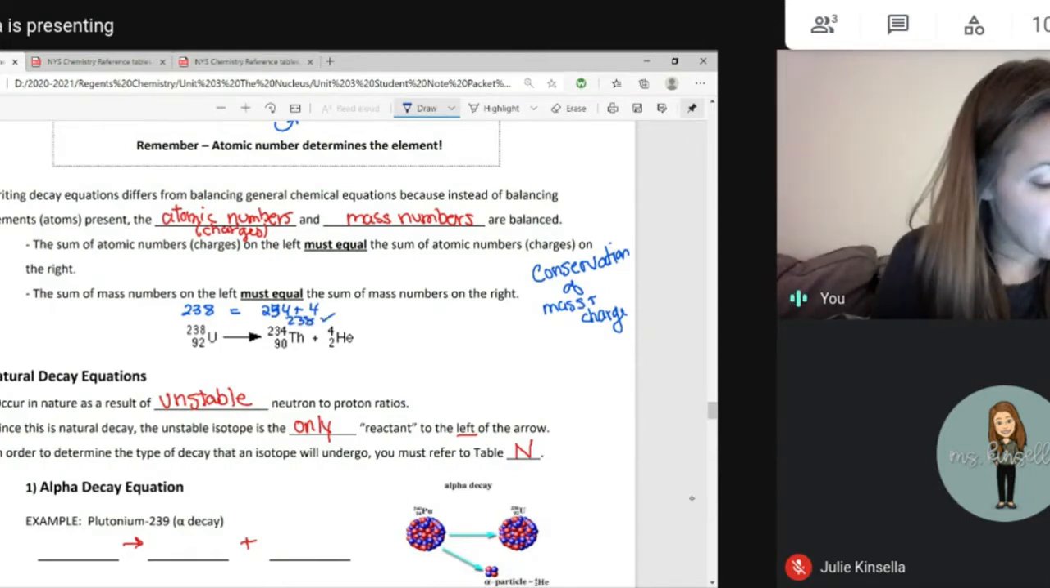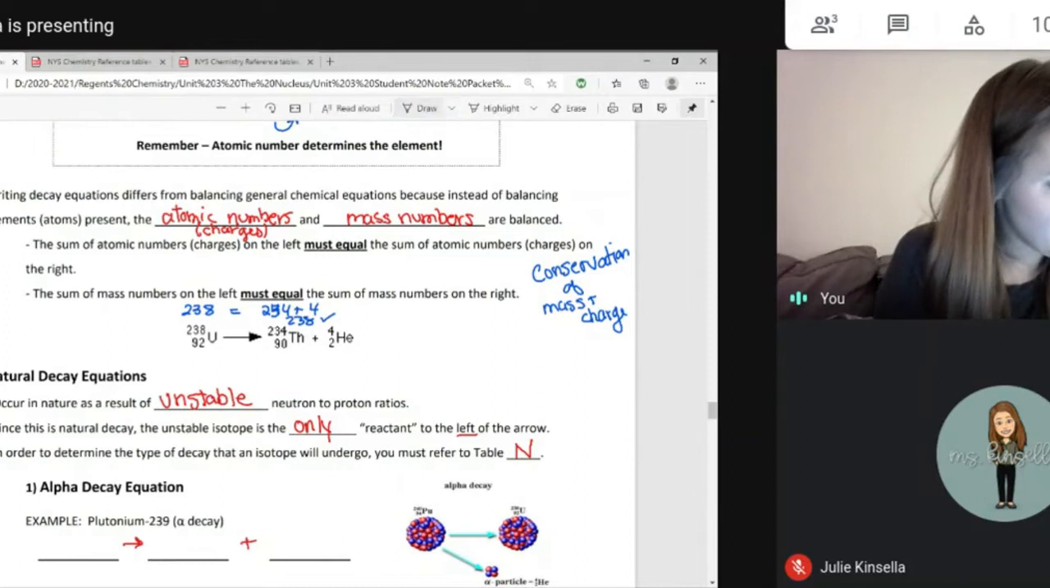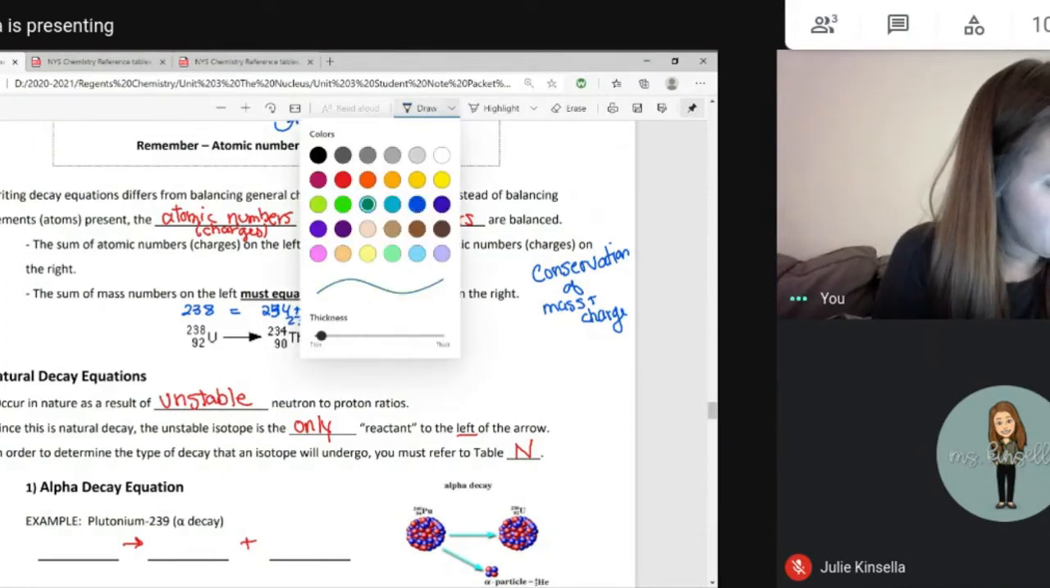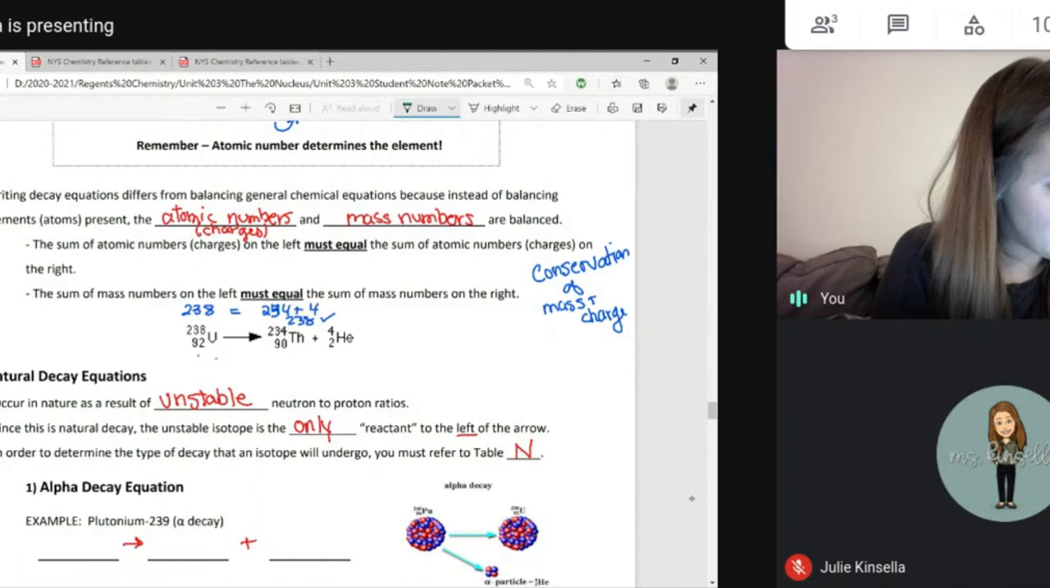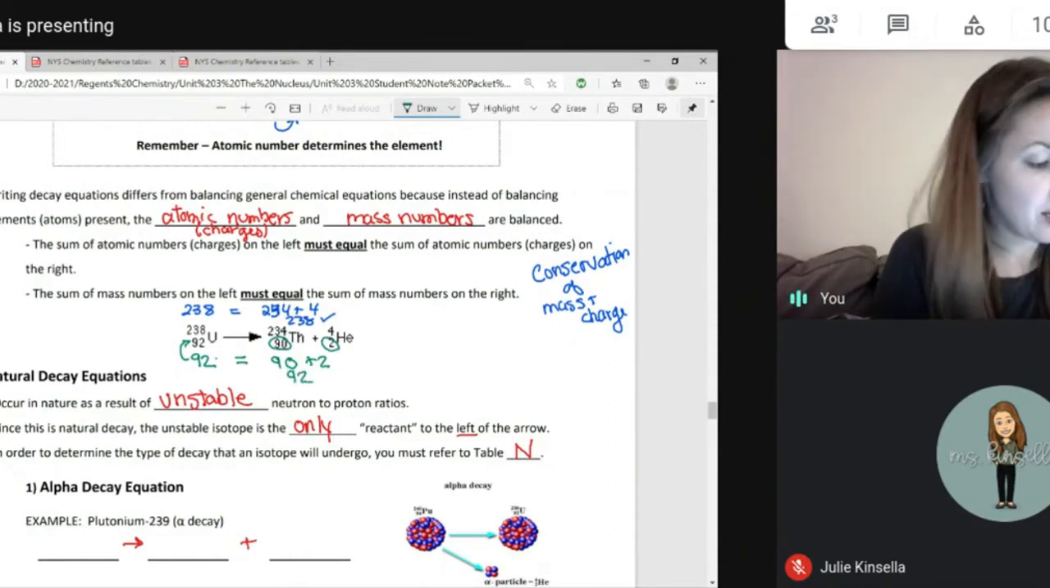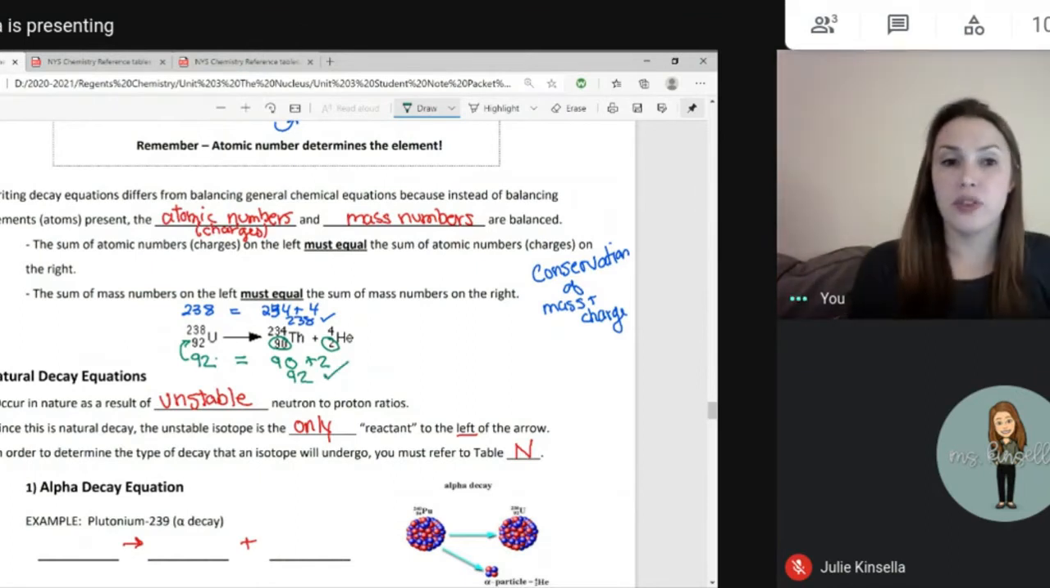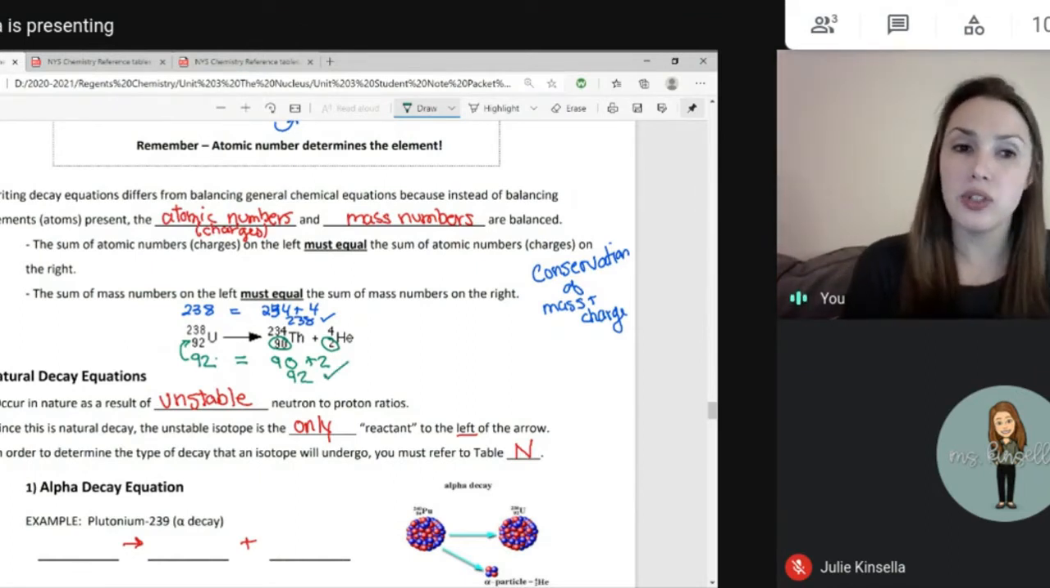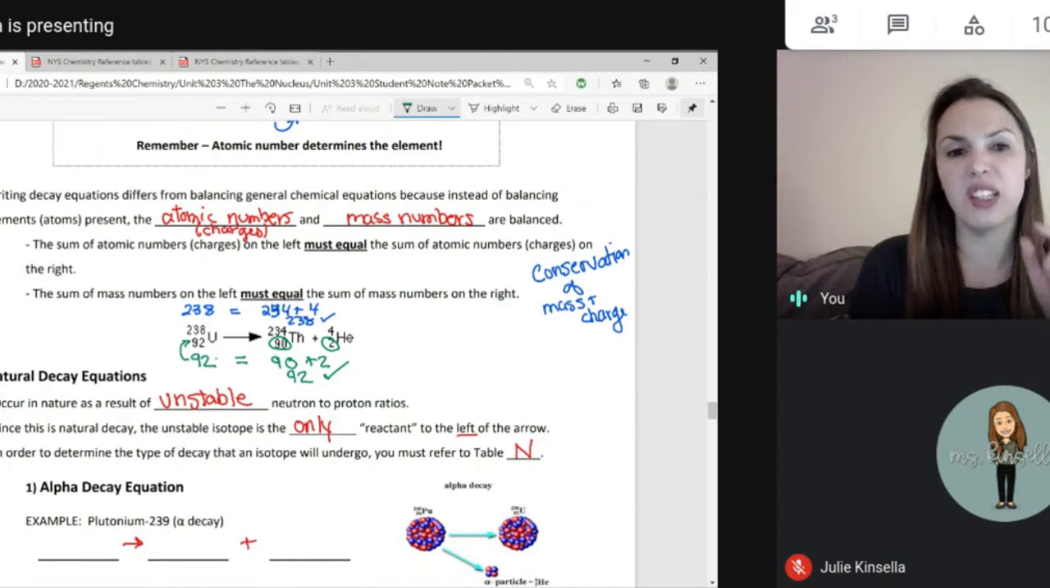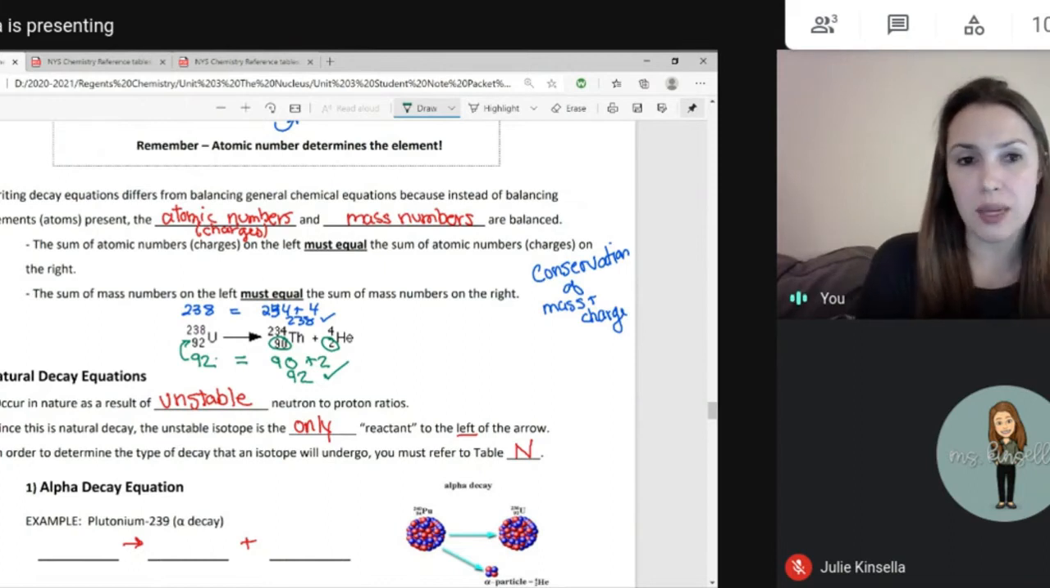If I look at the bottom, let me just change this just so you can see this differently. I have 92 on the bottom right here. The arrow is my equal sign. This is going to have to be equal to 90 plus 2. So I'm just looking at these bottom numbers, which when I add those together, I get 92. So 92 is equal to 92, and those match up. So I'm going to be able to use this to help fill in missing information, to figure out which element I transmute to.